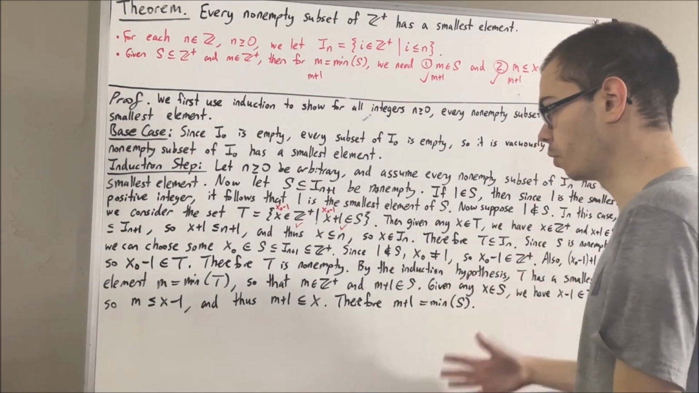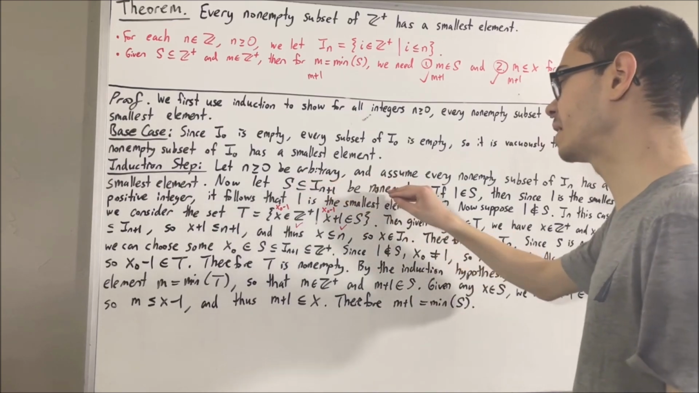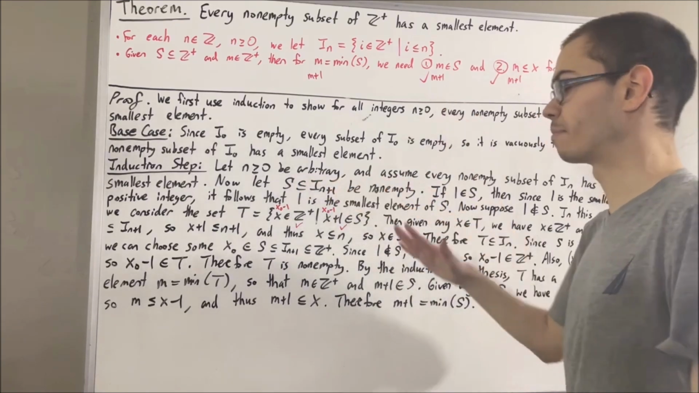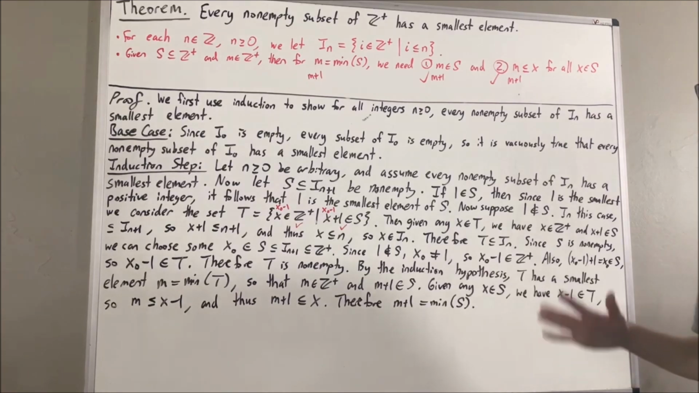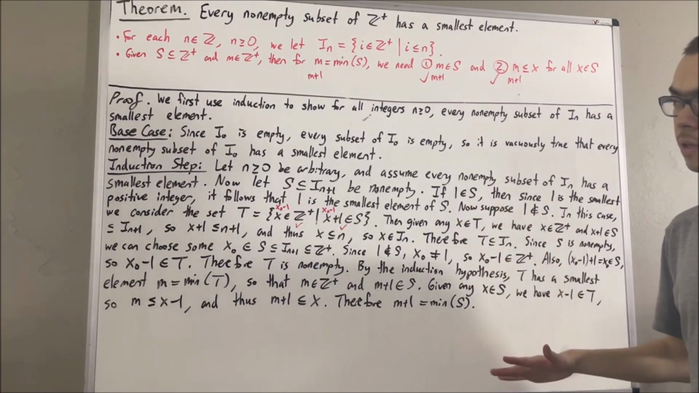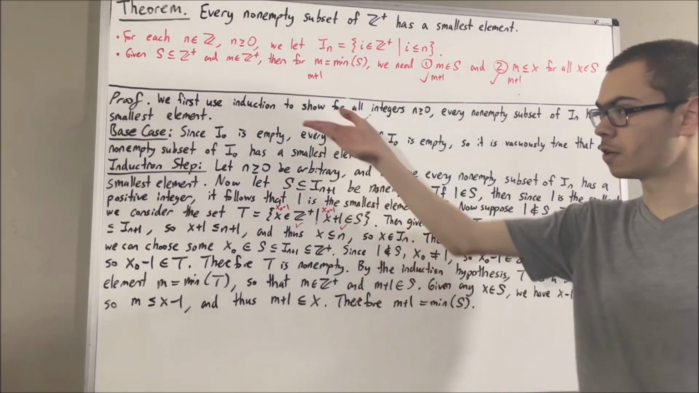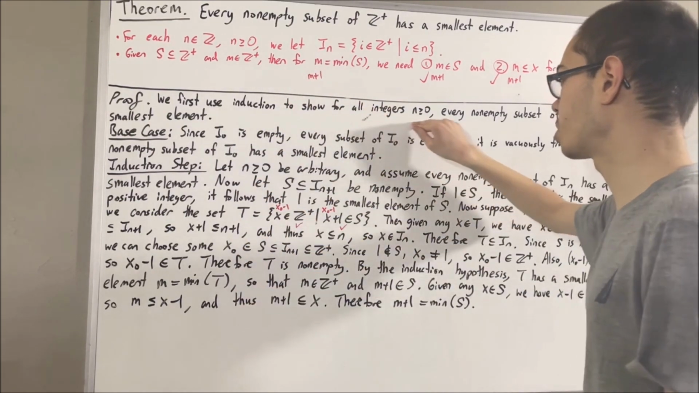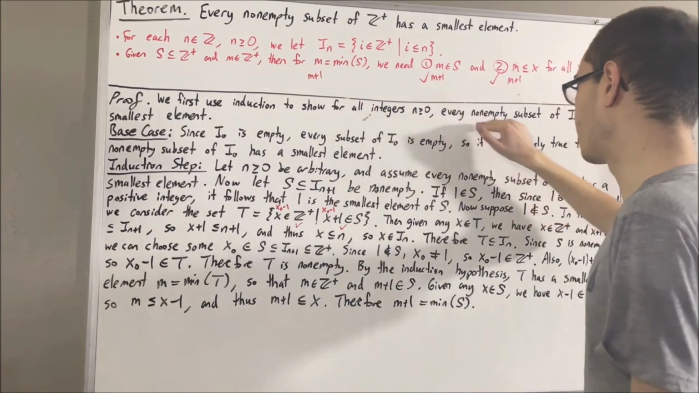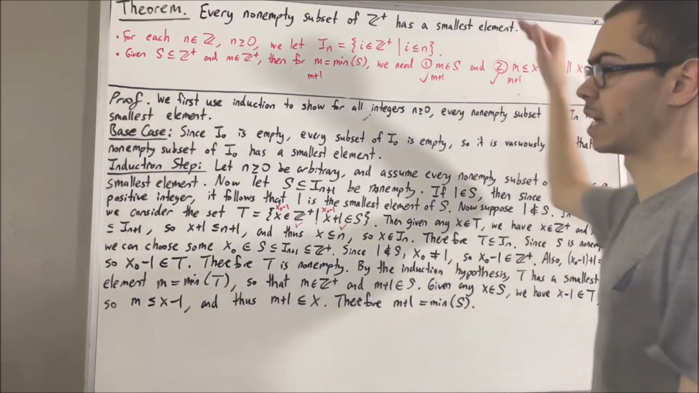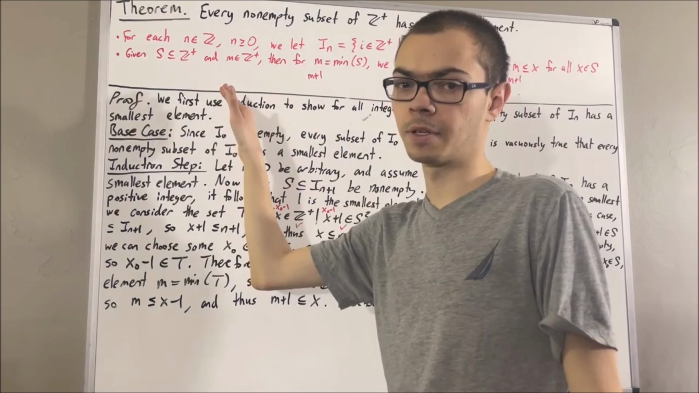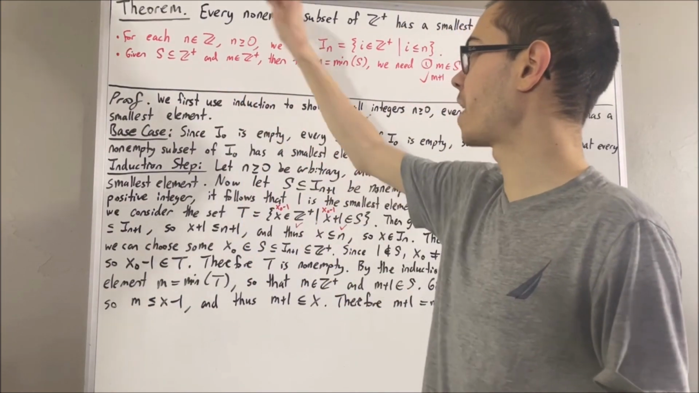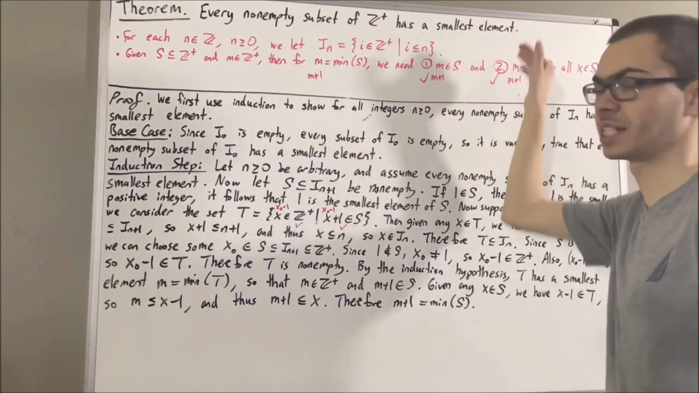So putting this together, we have shown if S is any non-empty subset of I_{n+1}, then S must have a smallest element. So this completes the induction step. And so at this point, this closes the induction. So by mathematical induction, we have proven for all integers n greater than or equal to 0, every non-empty subset of I_n has a smallest element. And so we're going to use that to prove that every non-empty subset of positive integers has a smallest element.